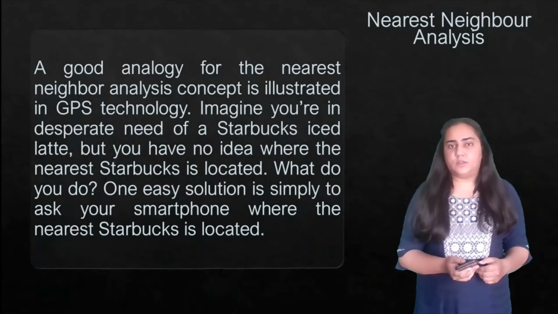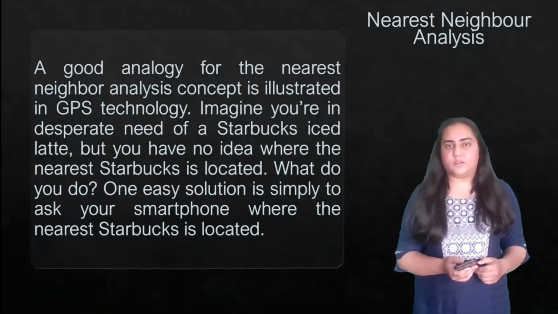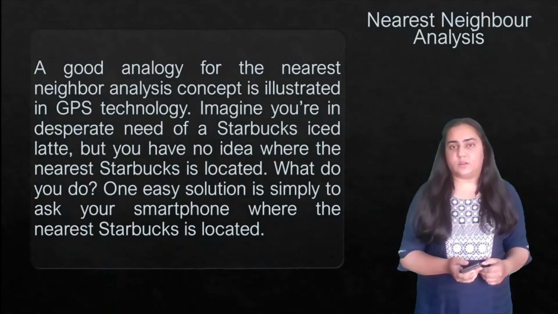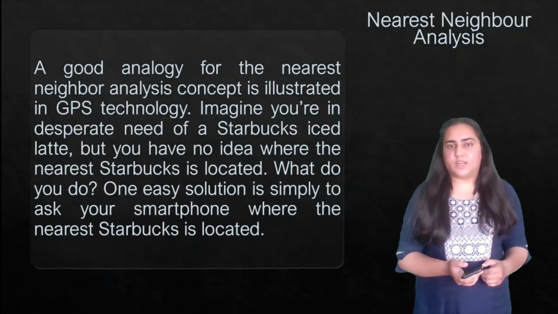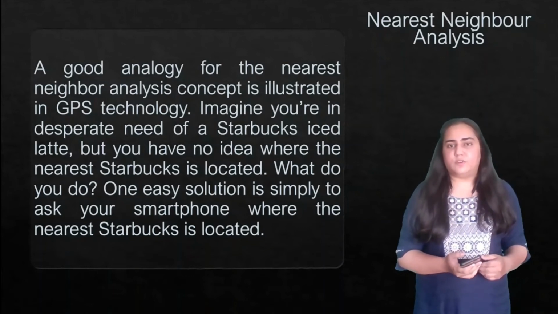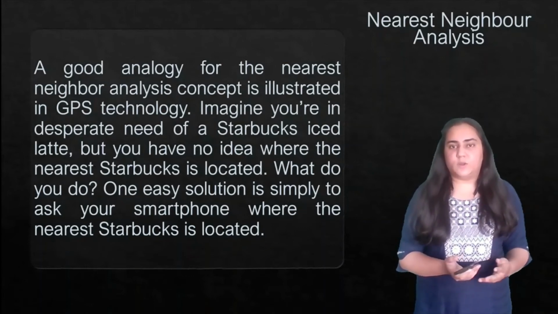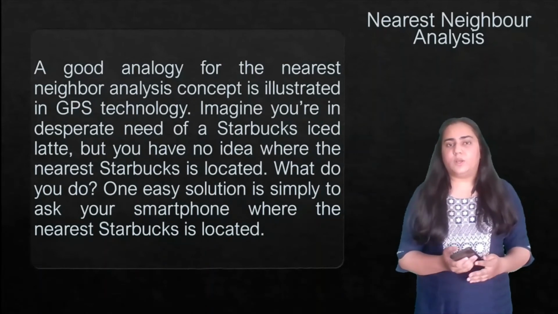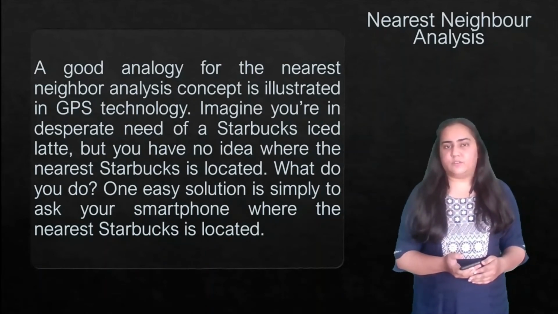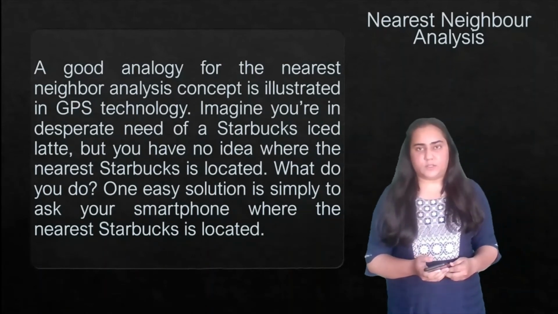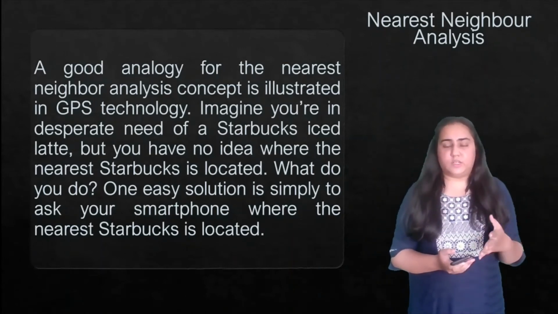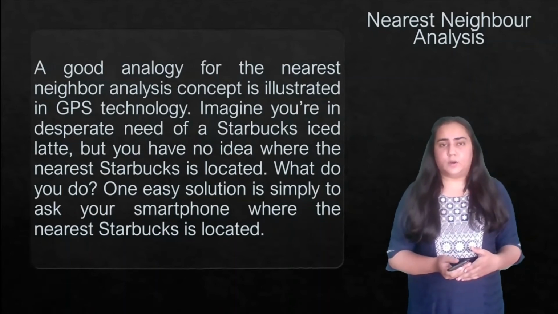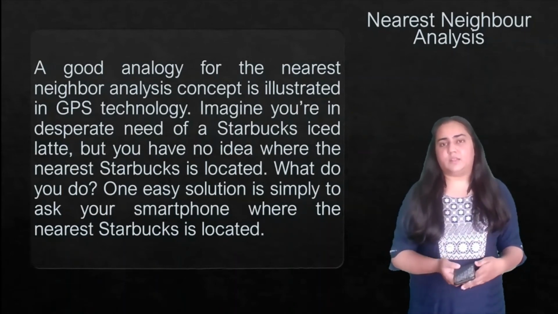A good analogy for the nearest neighbor analysis concept is illustrated in GPS technology. Imagine that you are in desperate need of a Starbucks iced latte, but you have no idea where the nearest Starbucks is located. So what do you do? One easy solution is to simply ask your smartphone where the nearest Starbucks is located. You're just going to type into your smartphone "nearest Starbucks" or "Starbucks near me," and it would give you a location.